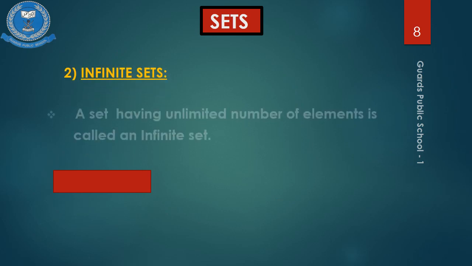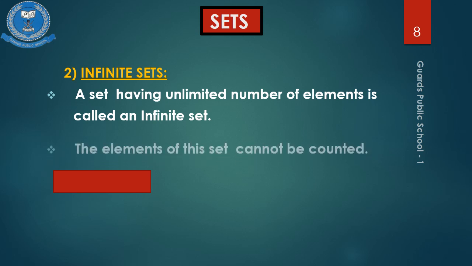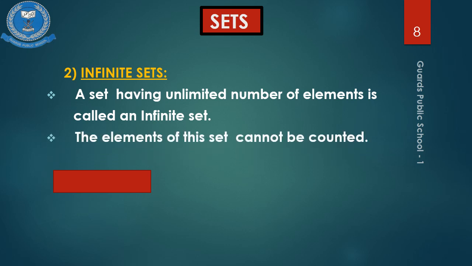A set having unlimited numbers of elements is called an infinite set. The elements of this set cannot be counted. It means that an infinite set is a set which has an uncountable number of elements, or infinite number of elements, and we cannot count the number of elements.